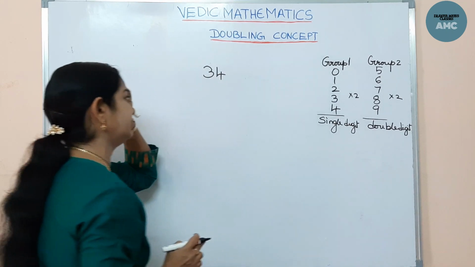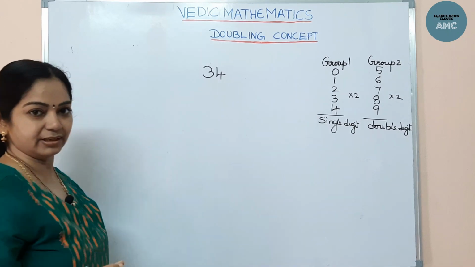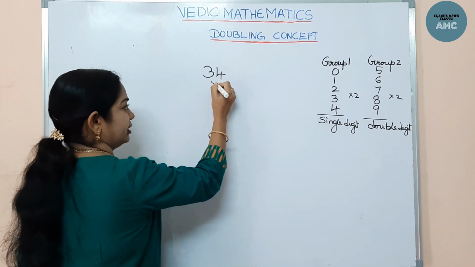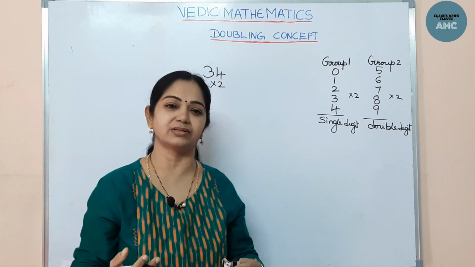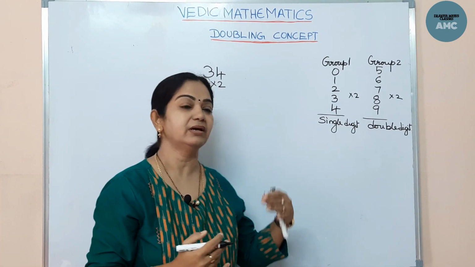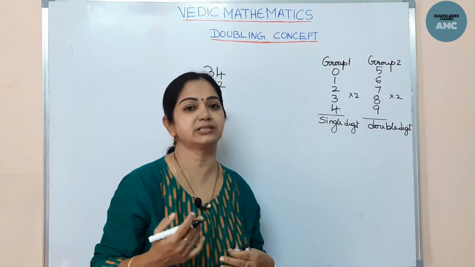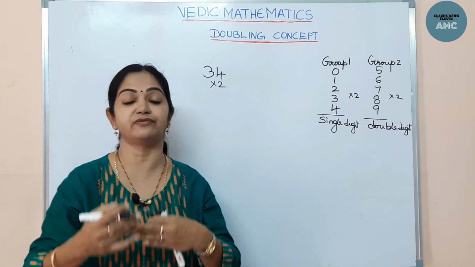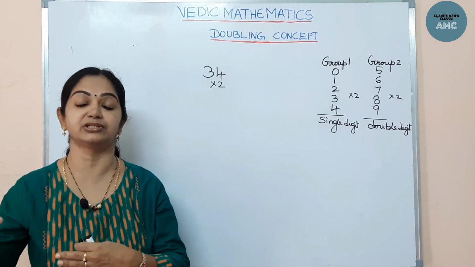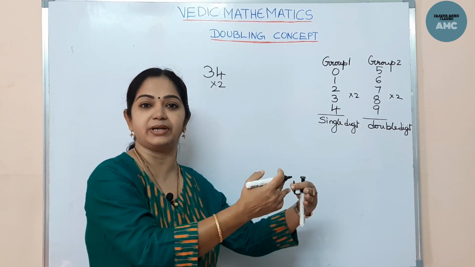Now let's start our concept of doubling. If I take 34 and want to double it, you as well know that it is 68, right? We know the doubling concept for small numbers. Here we will learn from small numbers, and go to 5 digit, 6 digit and so on. Double of 2 is 4, double of 4 is 8, double of 8 is 16, double of 16 is 32, double of 32 is 64, double of 64 is 128.